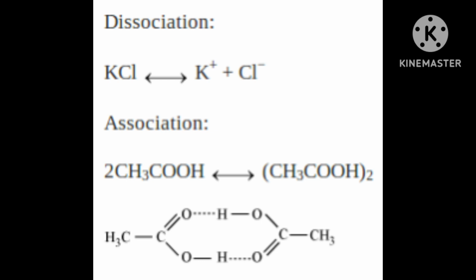And in this case, the number of particles is reduced due to dimerization, which means 2 become 1. Association of molecules you can understand by this: when two molecules come close, they will make hydrogen bonding. Okay, and 2 will become 1.